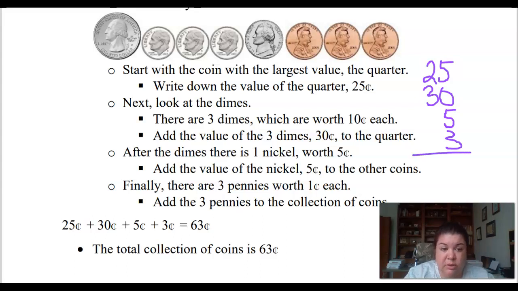Okay, and it wants us to know what the total is. So we're going to add this. So 5 plus 5 is 10 plus 3 is 13. We got to carry the 1. 2 plus 3 is 5 plus 1 is 6. And you need to put your cent sign. Get in the habit of writing the cent sign down if that's what it wants you to use as a cent sign. Okay, real easy stuff here.